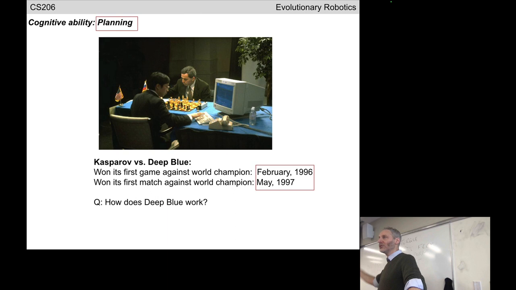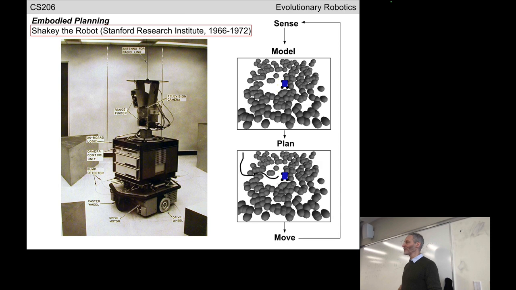Okay, here's the embodied approach to planning. Many early robots were able to plan. This is arguably one of the very first. This is Shaky the Robot, developed in California during the 1960s. It was a wonder of engineering. If you look carefully, you'll notice that most of the brain of this robot is on board the robot. The actual computer is in the robot. It was carrying most of its smarts with it. A huge engineering feat in the 1960s. Okay, so what would Shaky do?